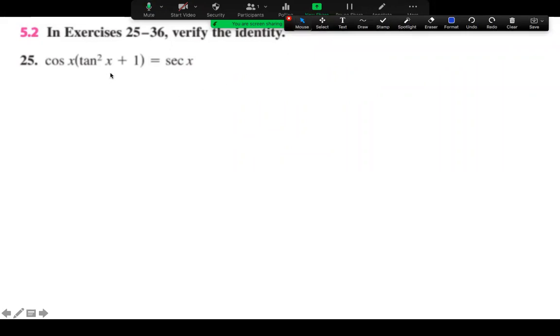So the more complex side is the left side. So we're going to try to make the left side look like the right side. So I have cosine x times tan squared x plus 1, and ultimately it has to become secant x. In my mind, the big tell on this one is I see tan squared x plus 1, and I notice that that is a Pythagorean identity. And the tell is the tan squared, or the function squared, plus 1.